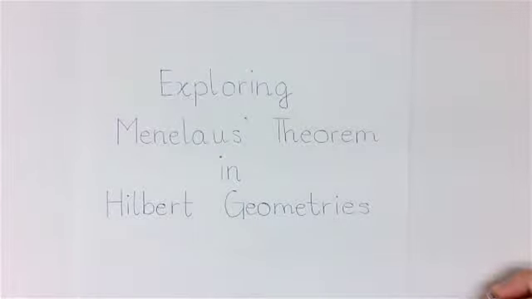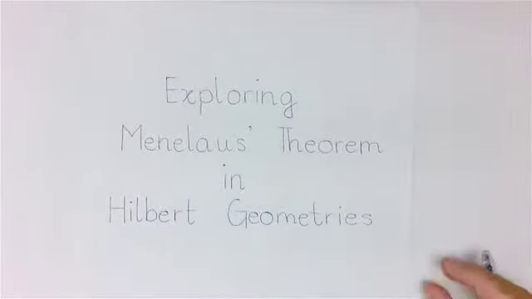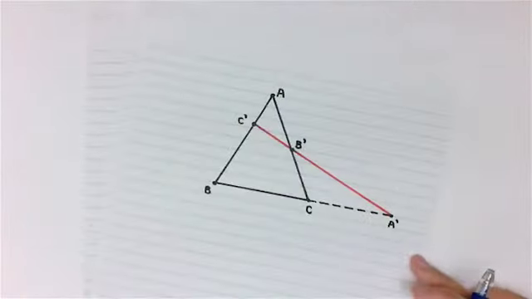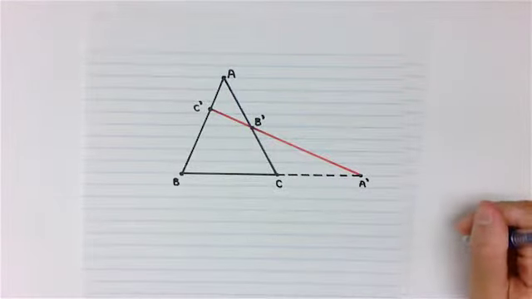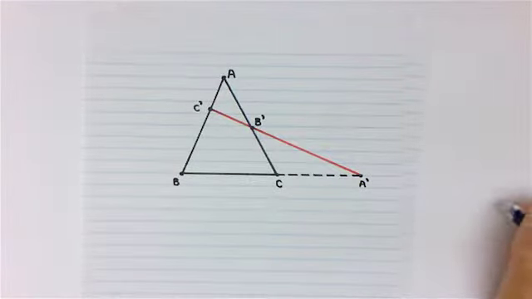Menelaus was a Greek mathematician born in Alexandria. His area of interest was geometry, and his most famous work was Spherica, which dealt with spherical triangles and their applications to astronomy. He is also known for Menelaus' theorem, which basically states that points lying on three sides of a triangle are collinear if and only if the ratio of the products of the non-adjacent sides is 1.